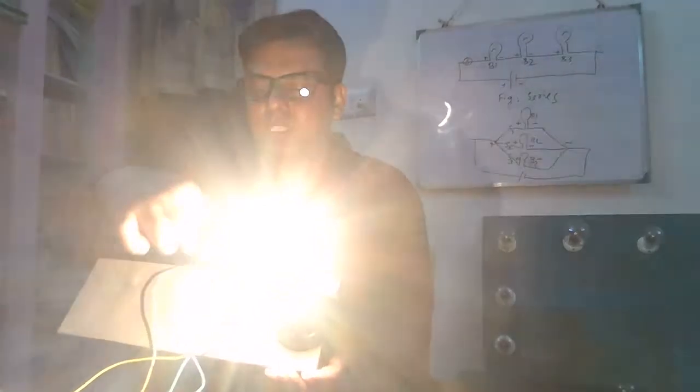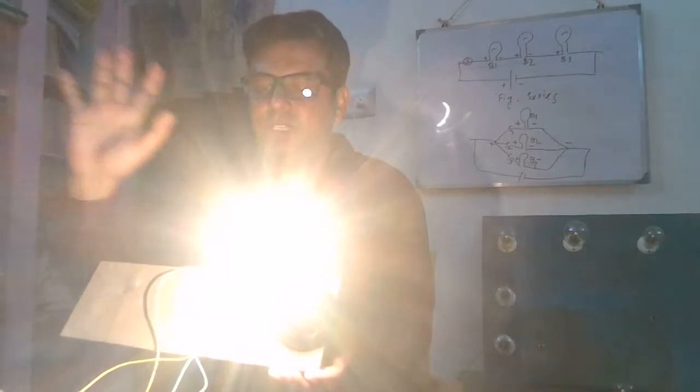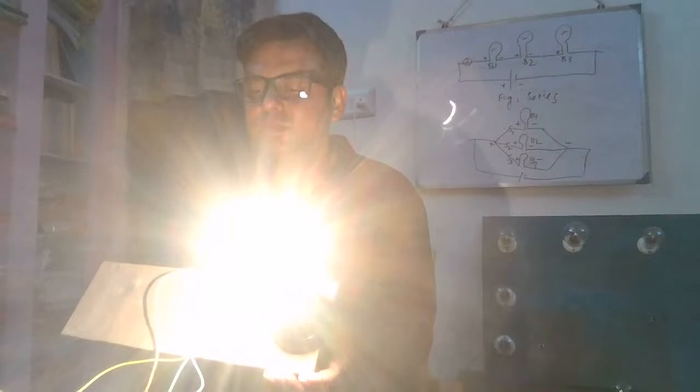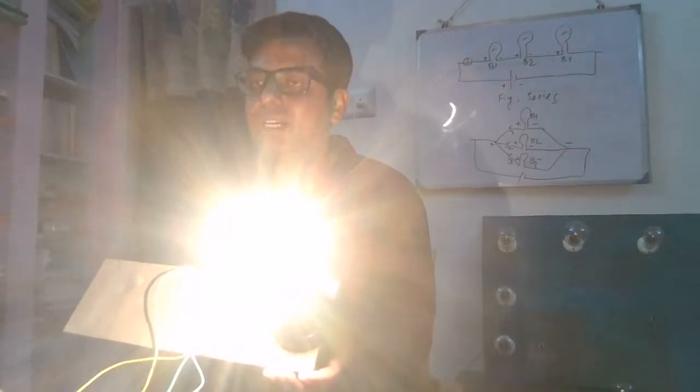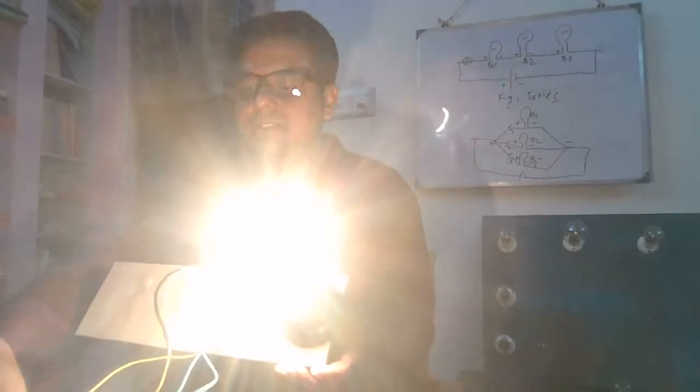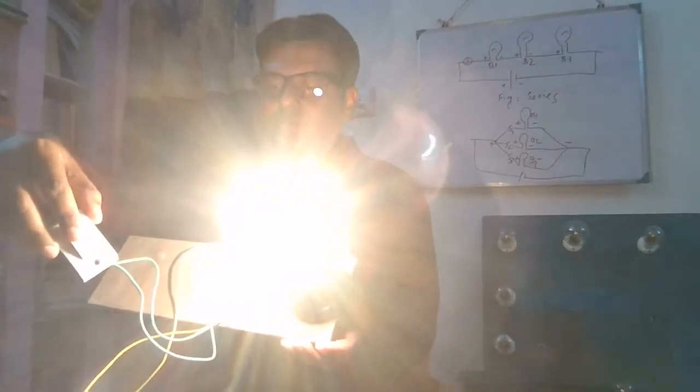The positive part, the live part and the neutral part, will connect to each other. What will happen if I connect them mistakenly, wrongly? Let me show you quickly. Oh, the MCB is down. The MCB is down.